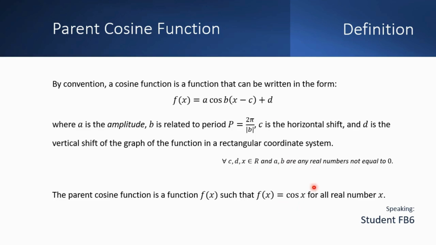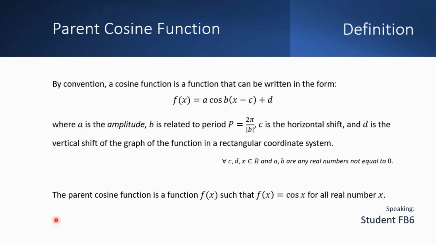Additionally, b must not be equal to 0 so that our period will not be undefined. If we want to make the argument of cosine here, the b times quantity x minus c, to be 0, it is the value of x minus c that we must change.